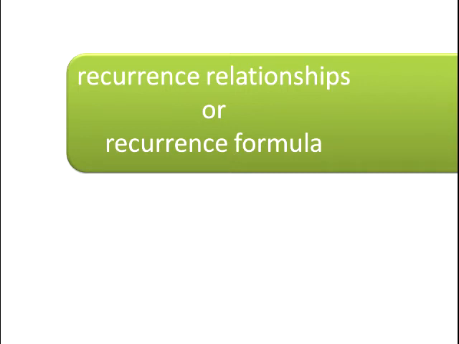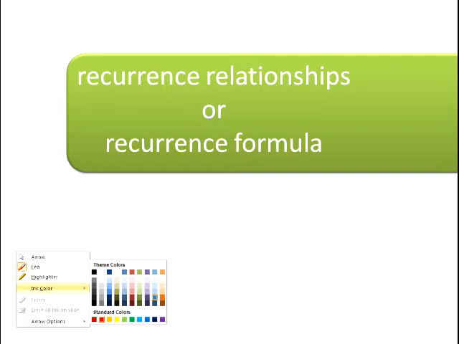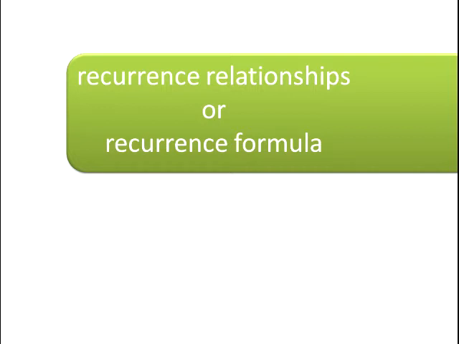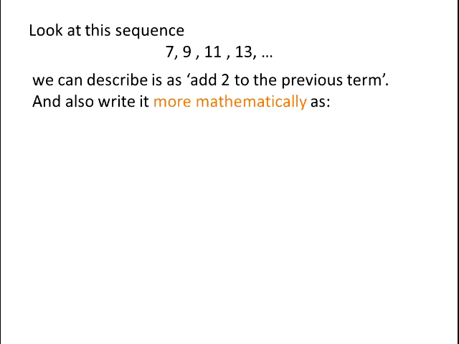Hi there guys. Now today we're going to have a look at what we call recurrence relationships, or a recurrence formula. So if we take a look at this sequence, like before, we can say it adds 2, and we could even say the nth term of this is 2n plus 5. But we can also write it like this.